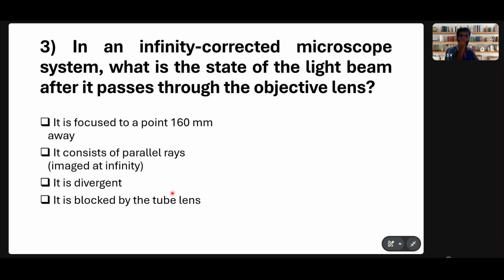So basically it's going to go parallel. All the light rays which are going to emanate from the focal point of the specimen are going to go parallel. So the correct option is option B. It consists of parallel rays, imaged at infinity, and we need a subsequent tube lens which we need to keep in place to converge the parallel beam into a focal region.